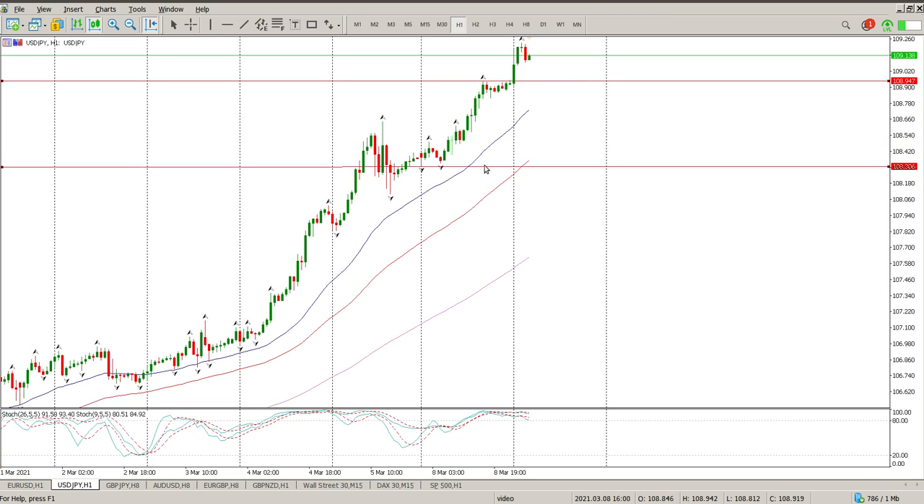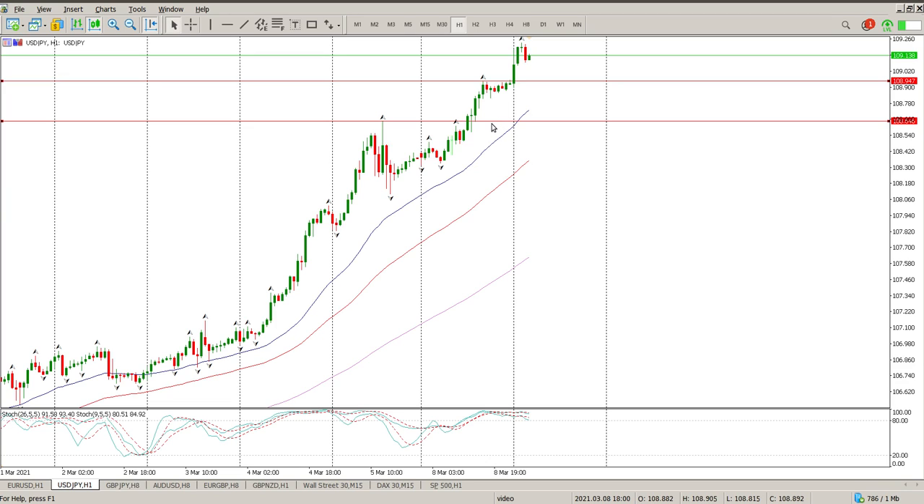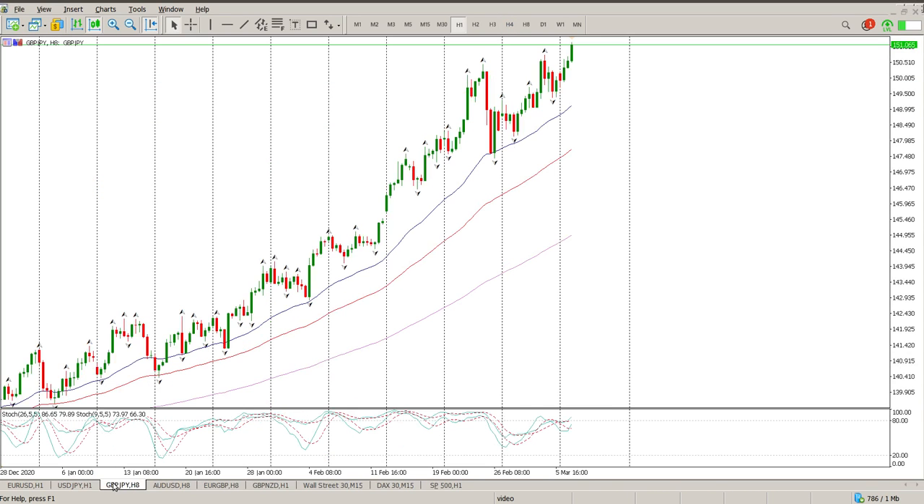So I'm looking for pullbacks to buy in this. There's no other reason to be trading this except to buy it. So first bit of structure is right here, 108.947. Second bit of structure is down here at 108.646. So that's kind of the view I have there.